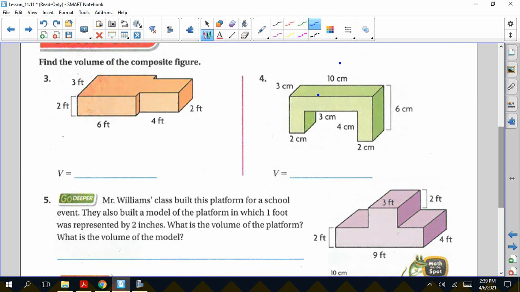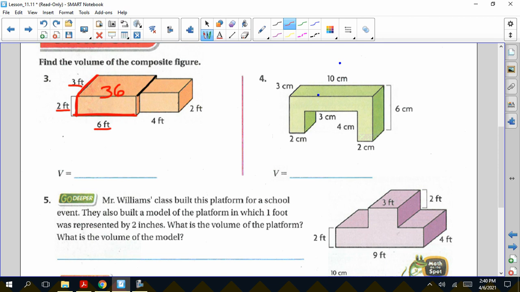Now looking at number 3, again we can cut that figure off right here and make 2 smaller rectangular prisms. We're looking for a length, a width, and a height. We have all 3 of those measurements. 6 times 2 is 12. 12 times 3 is 36.